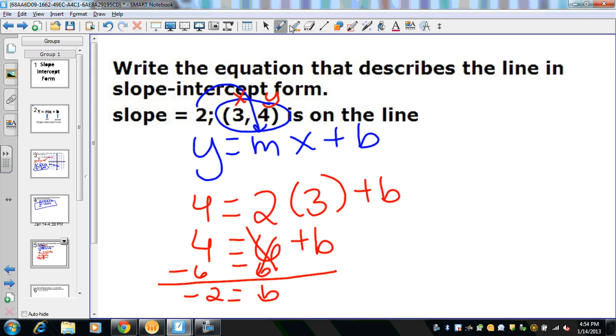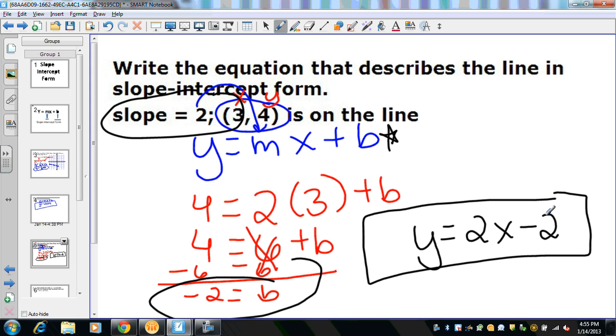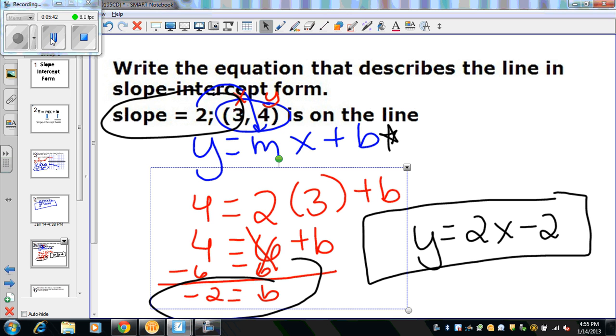So what that means for the equation of my line, again, now I know my b. I already had my slope, so I'm just going to go back and write that in this y = mx + b format. So y is equal to, my slope is 2 times x, and then my b is -2. So this is the equation of the line that has that slope and that y-intercept, and it also contains that point.